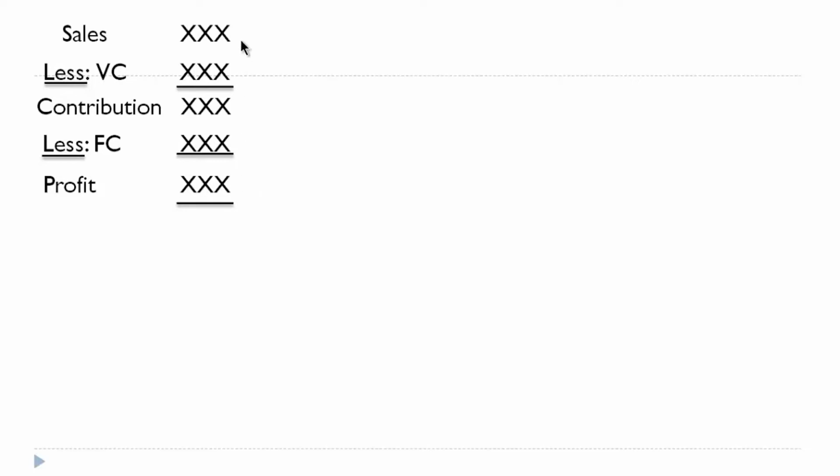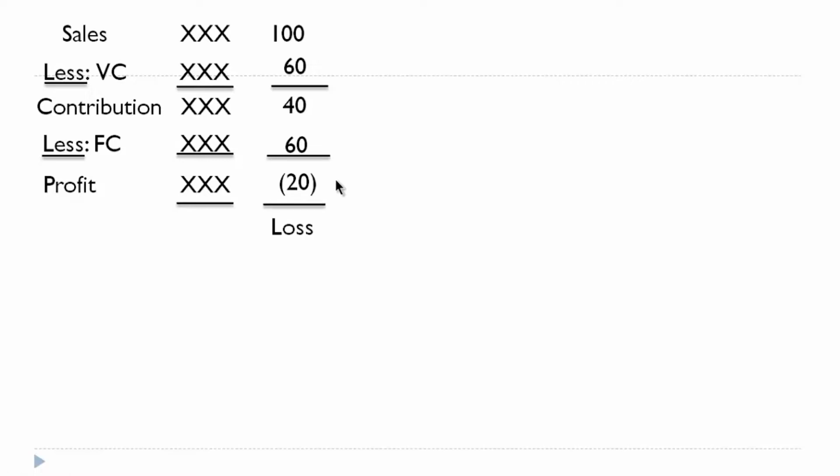Now to understand this in a better way, I'll give numbers. Let's say the sales is going to be 100 and the variable cost is 60. So from 100, if I remove 60, I'll get a contribution of 40, and the fixed cost is also 60. So fixed cost is 60, contribution is 40. So does this company have a profit? No. They have in turn a loss of 20.